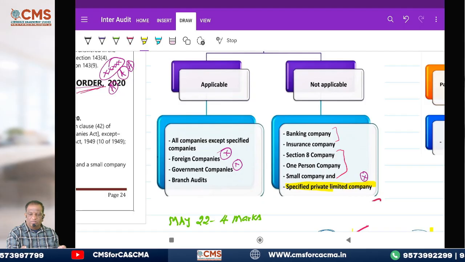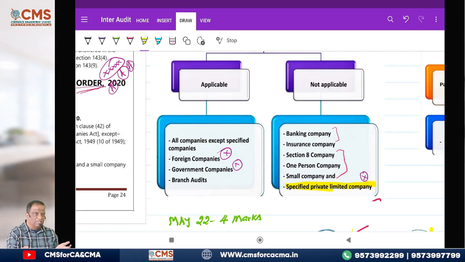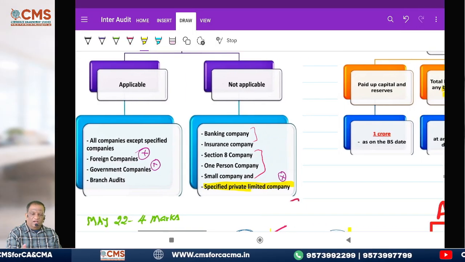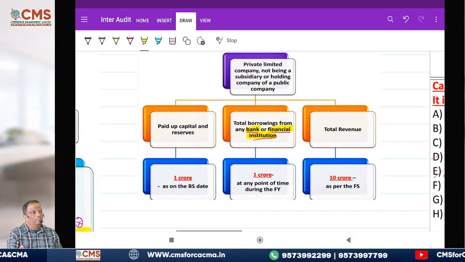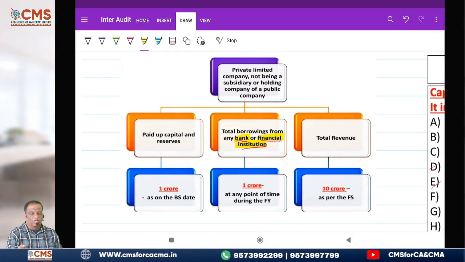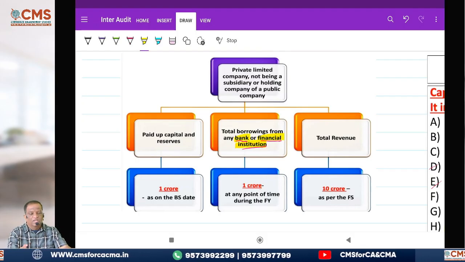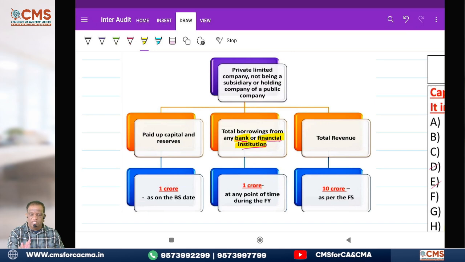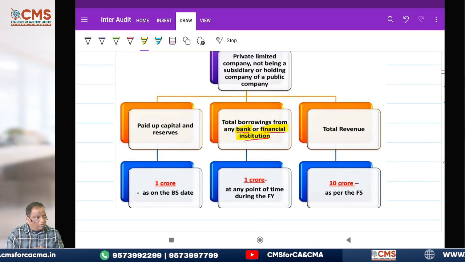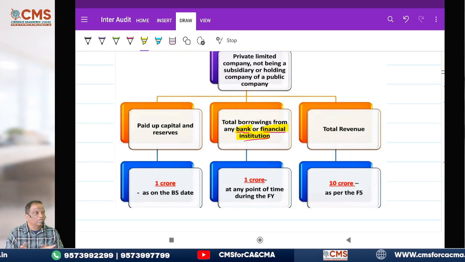And it is not applicable for all this: banking, insurance, Section 8, OPC, small company, and private companies, specified private companies. And what are those specified private companies? First one, that private limited company not being a subsidiary or a holding company of a public company. That is, it must not be a subsidiary or holding of any other public company, and then satisfying these 3 conditions: paid up capital and reserves, and total borrowings from banks and financials, and then the total revenue. Amounts are 1 crore or 1 crore and 10 crore.